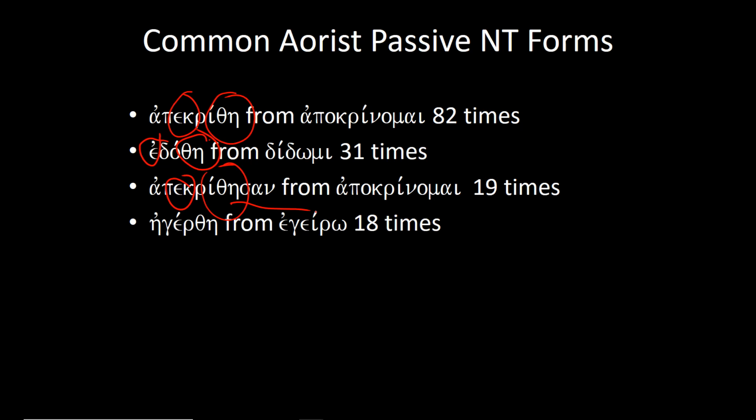And then the verb egeirō, which means I raise or I rise. The aorist passive is ēgerthē. Augment on the front, theta eta. He was raised.